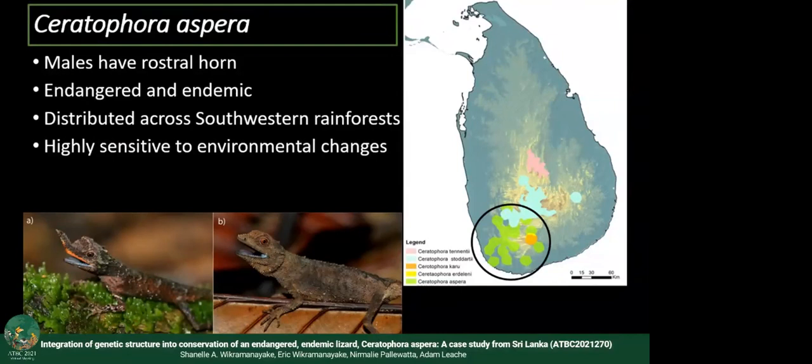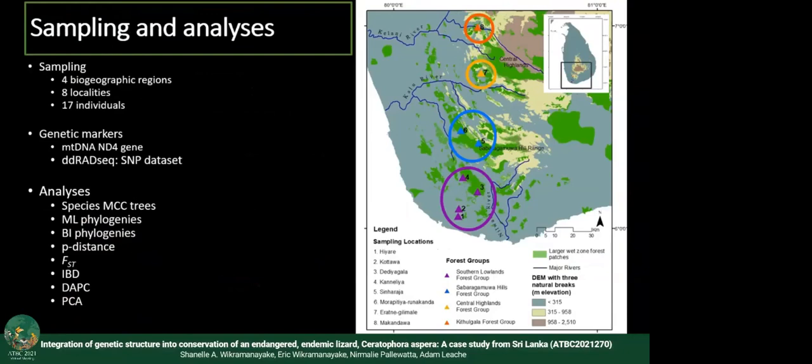To find their genetic structure, we sampled individuals across their distribution and looked at two genetic markers, the ND4 mitochondrial gene and a SNP dataset obtained using ddRADseq. We also did a suite of population genetic analyses, and I'll be focusing on a subset of them today.